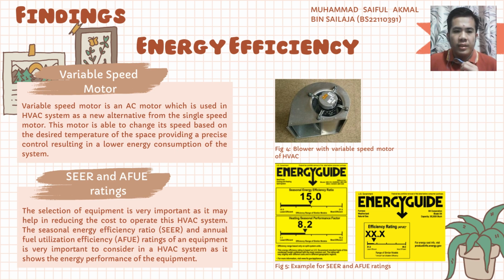Lastly is the energy efficiency of the HVAC system. This can be achieved by using high efficiency equipment such as variable speed motor, which is able to change its speed based on the desired temperature of the space, providing a precise control resulting in a lower energy consumption of the system. Second is by using equipment with excellent SEER and AFUE ratings. The seasonal energy efficiency ratio (SEER) and annual fuel utilization efficiency (AFUE) ratings of an equipment are very important to consider in an HVAC system, as they show the energy performance of the equipment.